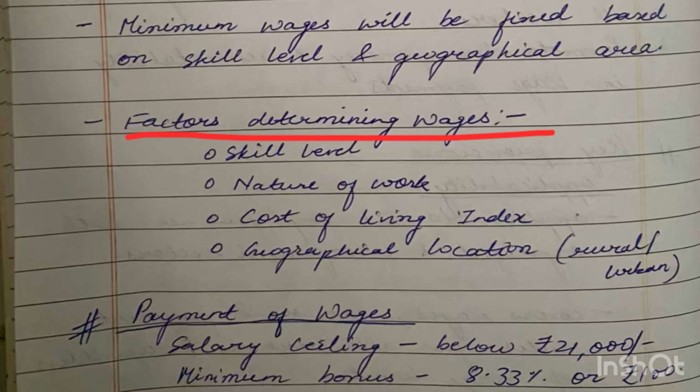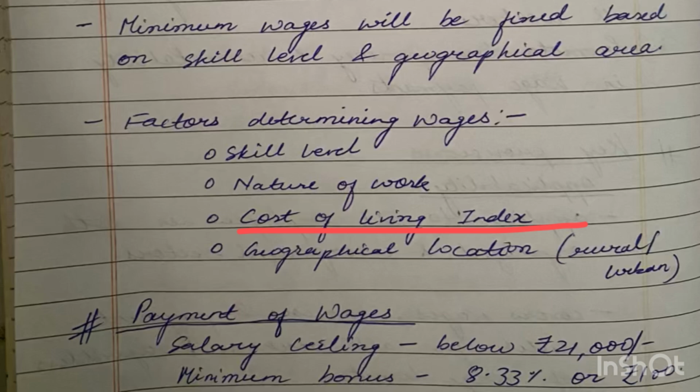Now let's see the factors determining wages. There are multiple factors. You know it already: skill level. Obviously, the skill determines the rate of wages you are getting. Then the nature of work, the work which you are performing. For example, whether it is seasonal work, rotational work or clerical work. So the nature of work determines your wages.